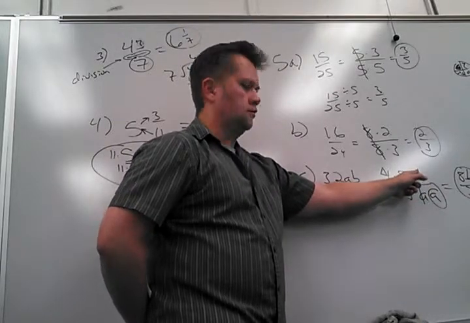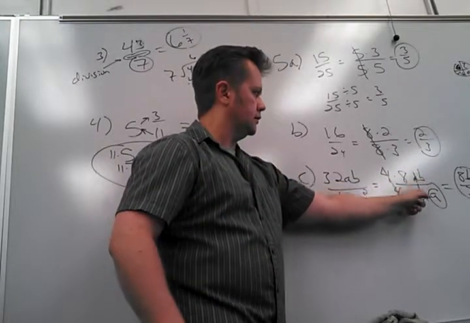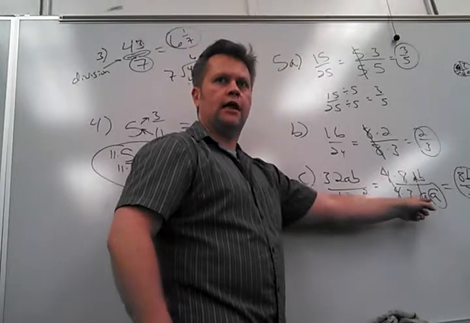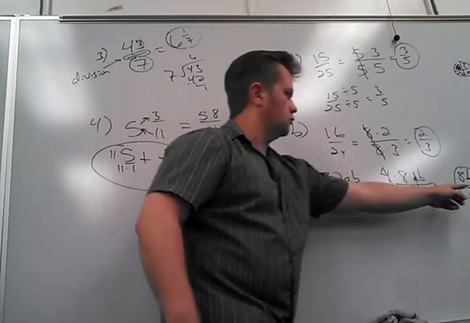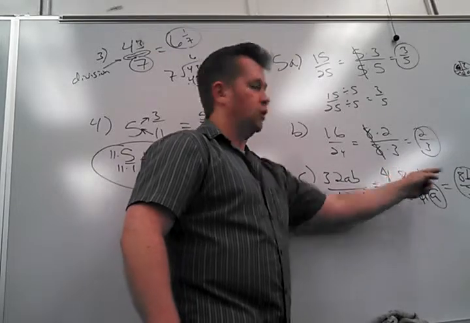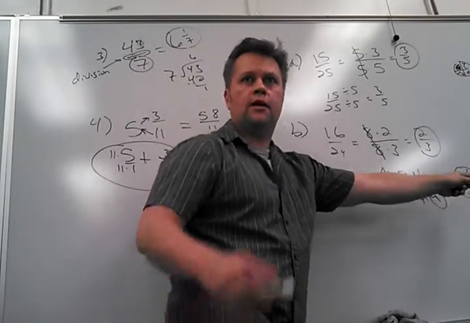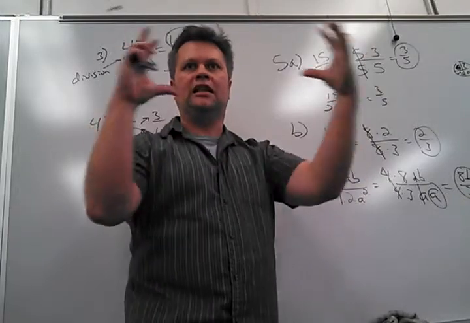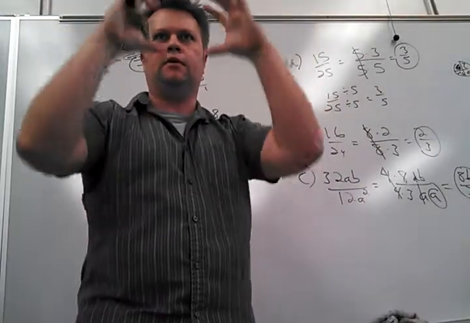3 A's and 3 B's. One of the A's canceled. So how many A's are still on the bottom? 1. Good. 1 A on the bottom. What letter is still on the top? 1 B. There you go. So that's how we got there. This is exactly how we got there. We just collected who was left on the top and the bottom.